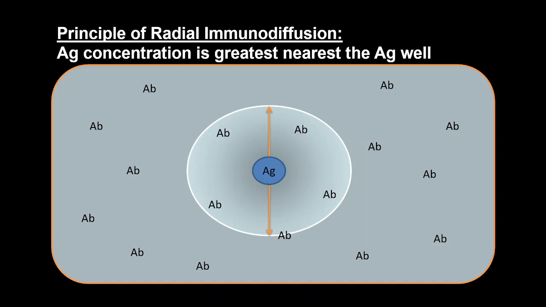So in this reaction, the area nearest to the antigen well has the highest antigen concentration, or it can be referred to as the post-zone area or post-zone phenomenon, wherein the area where we can find the precipitation or precipitin ring, this is the area of the zone of equivalence.